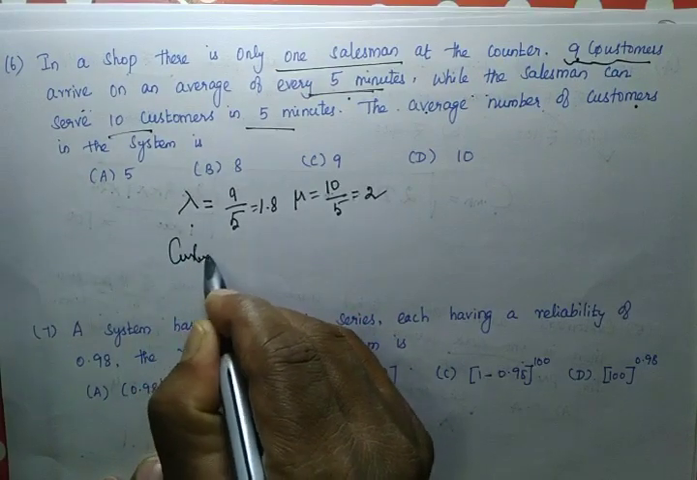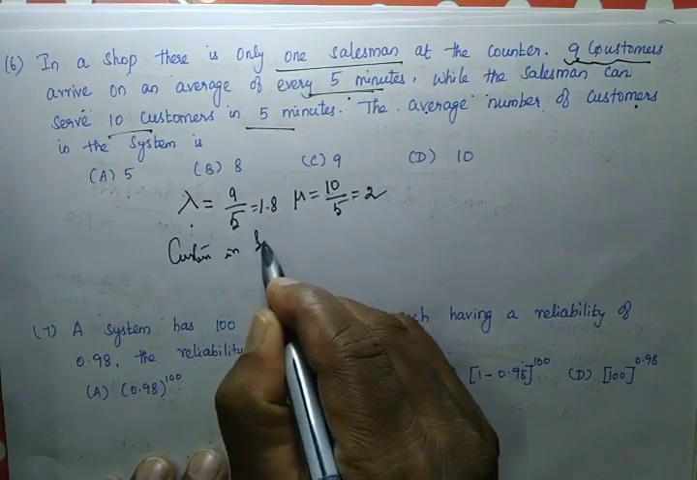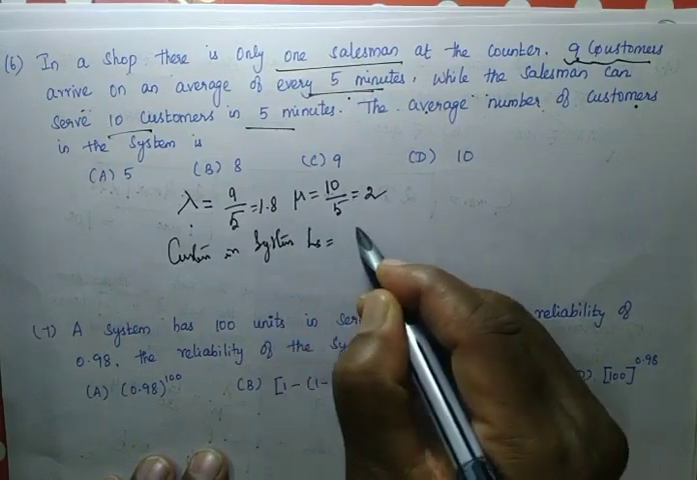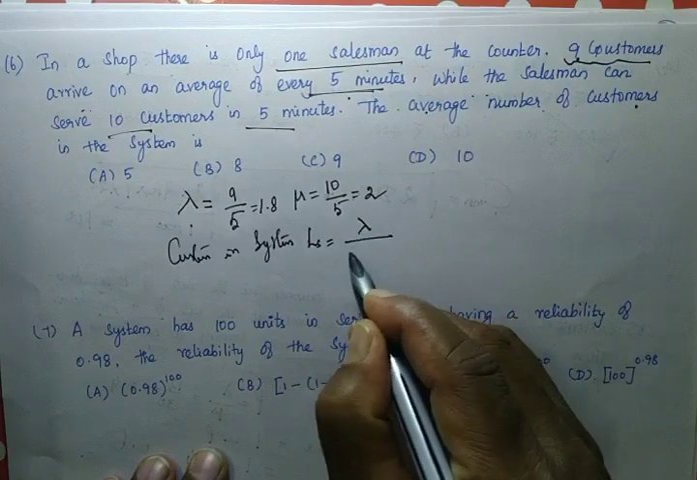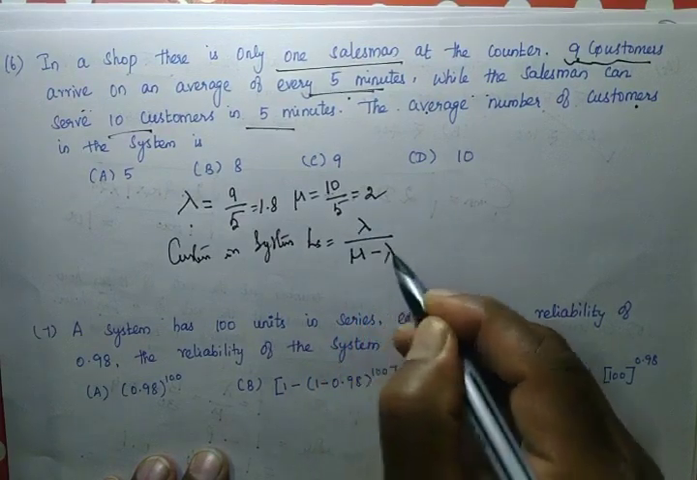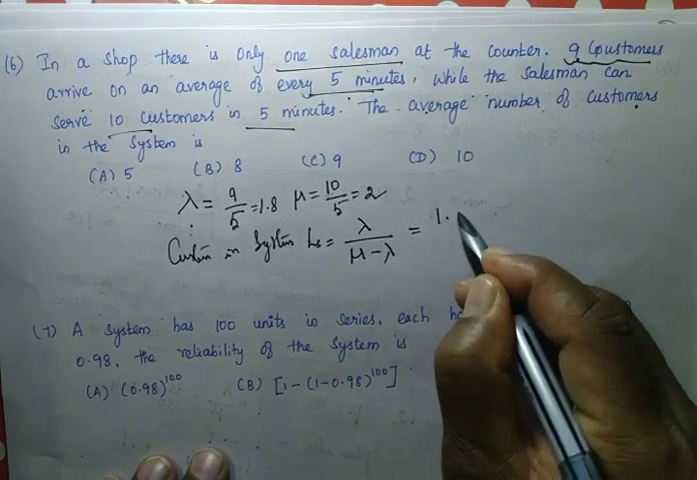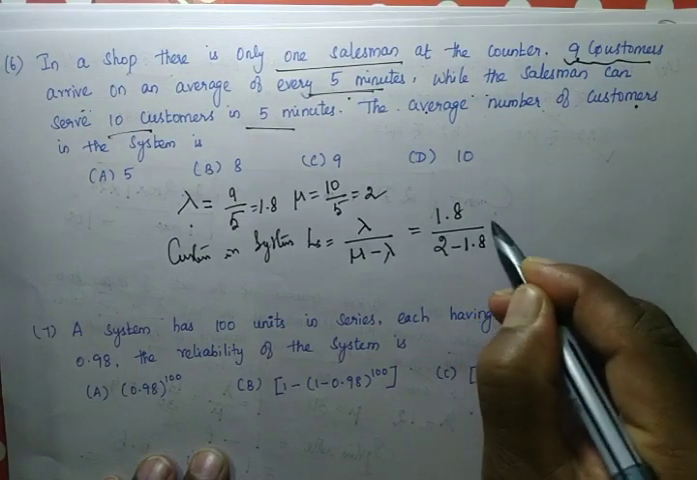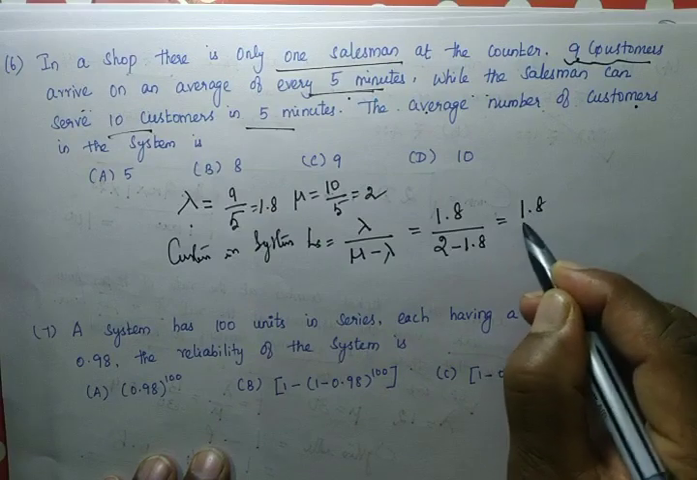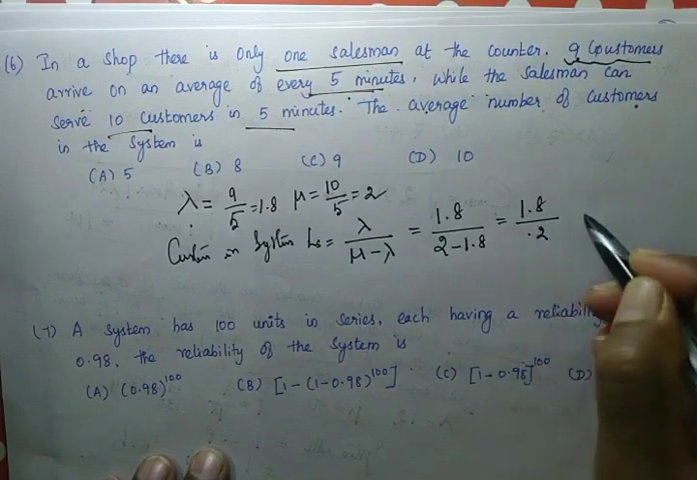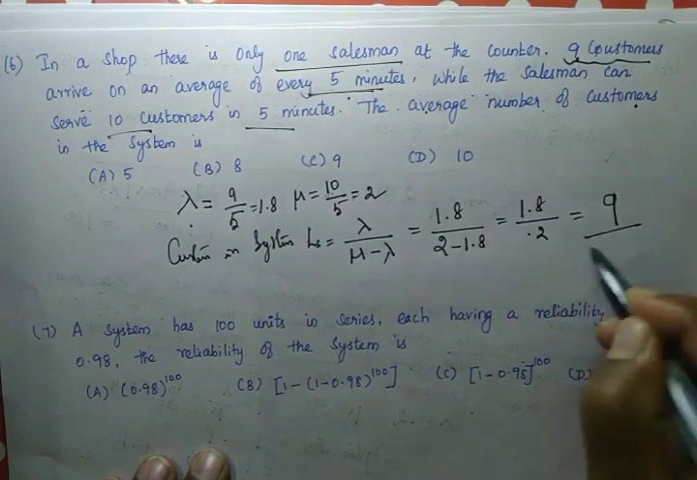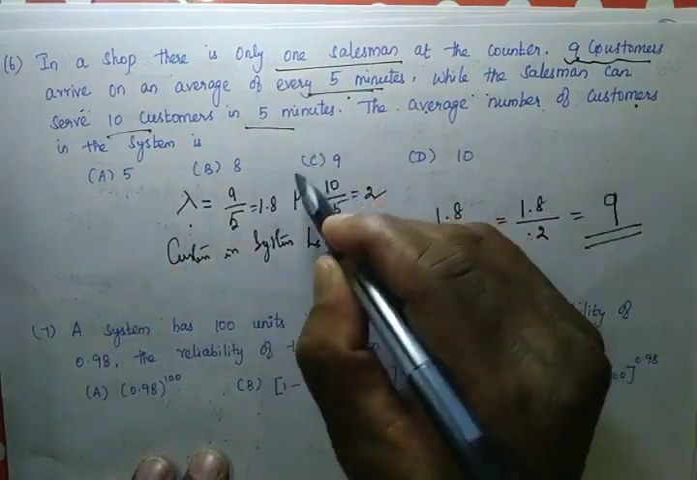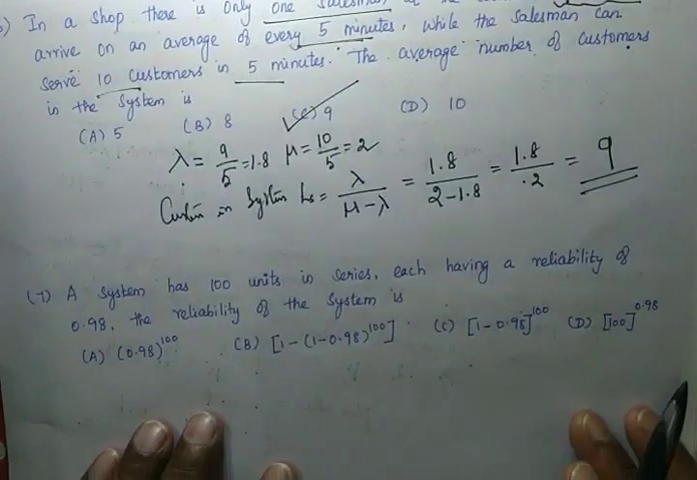Now our aim is to find the average number of customers in the system, called LS. LS equals lambda by mu minus lambda. The lambda value is 1.8, mu is 2. So 2 minus 1.8 is 0.2, and 1.8 divided by 0.2 gives 9. Therefore, the average number of customers in the system is 9.